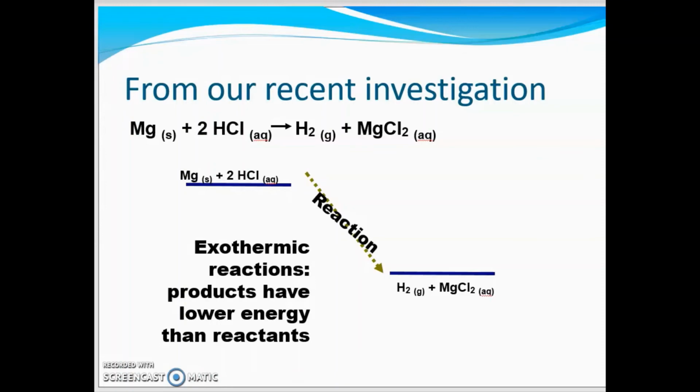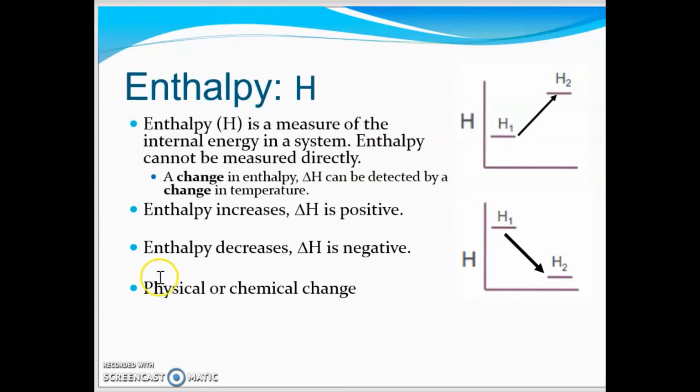So let's take this and turn it into a new vocabulary term. Let's call this the enthalpy. The enthalpy is the measure of the energy inside the system. In our case, it's a measure of the energy inside our chemicals. And because it's the system, it can never be measured directly, but it can be detected by looking at the change in temperature of the surroundings.